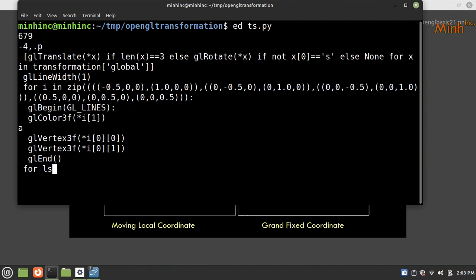For L shape in shapes, glPushMatrix. Okay, so we'll do the magic. So glTranslate.